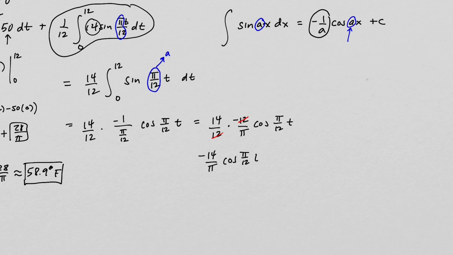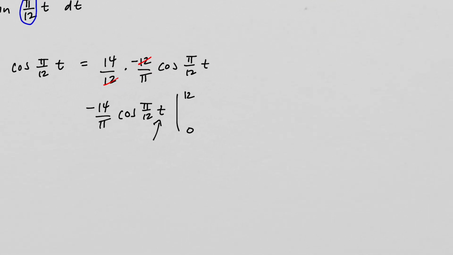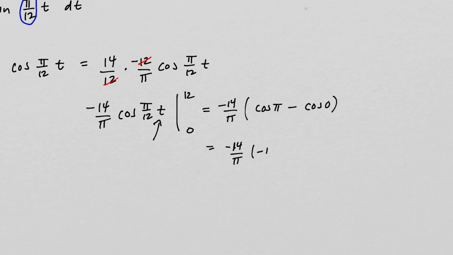And in this particular case, we really didn't use a u substitution. We used a formula. So we still have the original variable in the problem. So your limits would be the same as they were in the beginning. So it'd be from 0 to 12. And this would be negative 14 over pi times, when you plug in 12, you get the cosine of pi. And when you plug in 0, you get cosine of 0. And this, of course, is exactly what we got just a few moments ago.